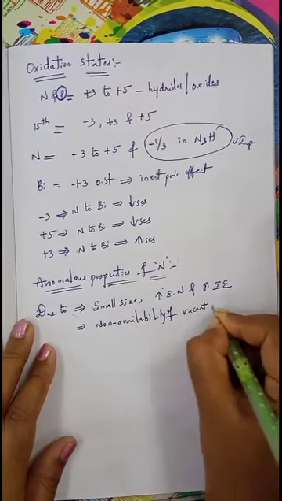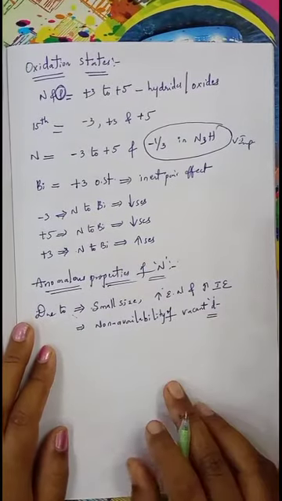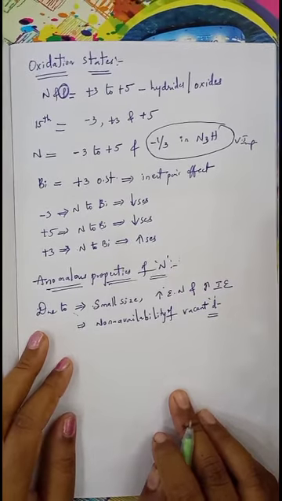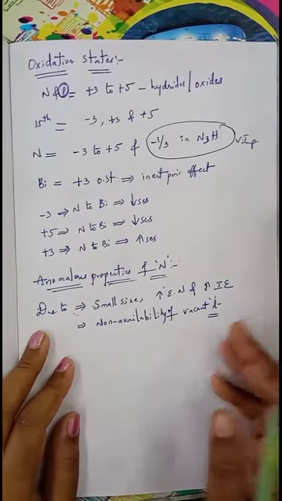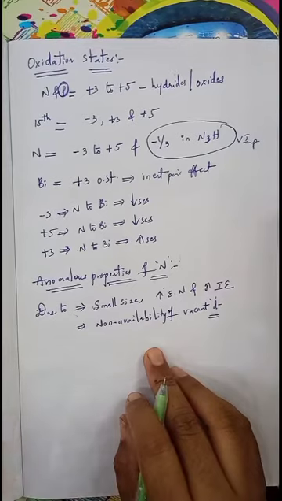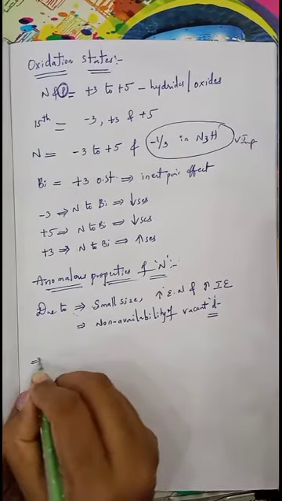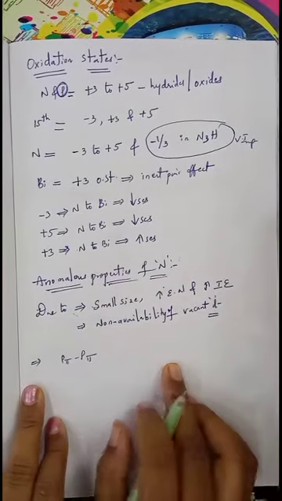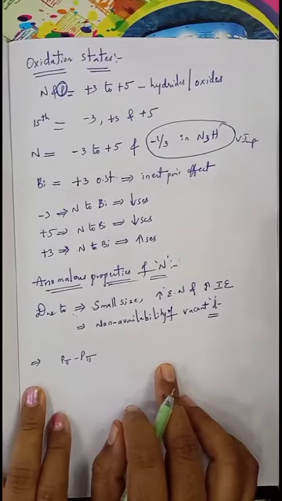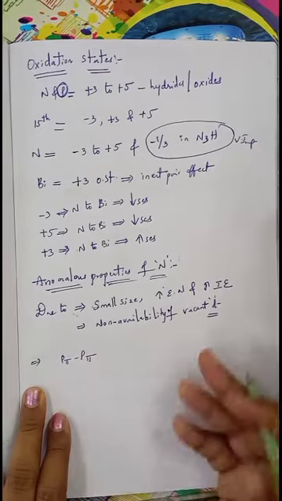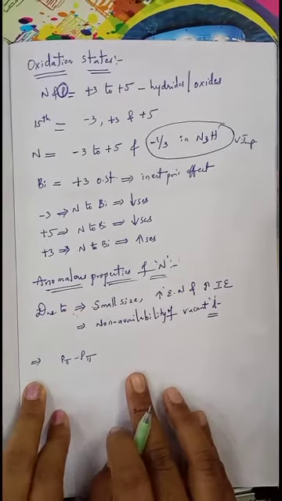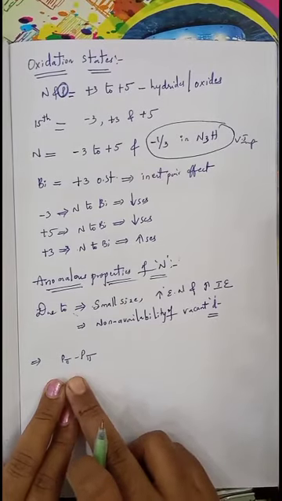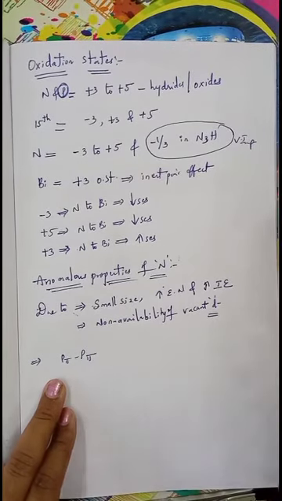Vacant d orbitals are not available. So these are the reasons for the anomalous behavior of nitrogen. Now we'll see what the anomalous properties of nitrogen are. Nitrogen can form only a p-pi bond, because there are no vacant d orbitals in nitrogen, so it cannot show a d-pi-p-pi bond. It can show only a p-pi bond.